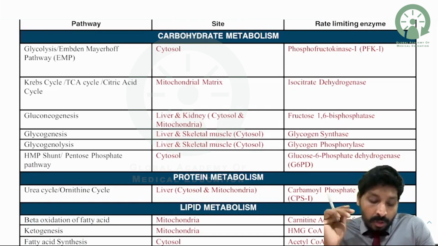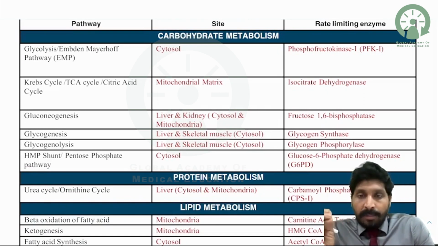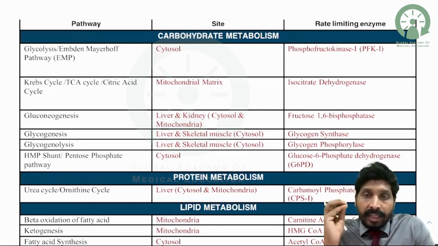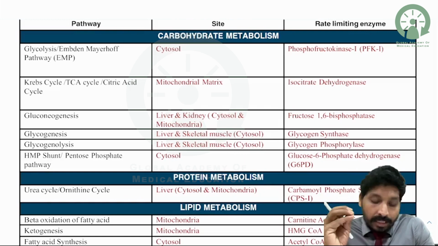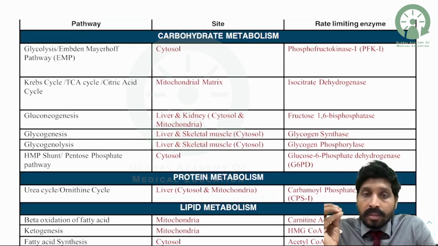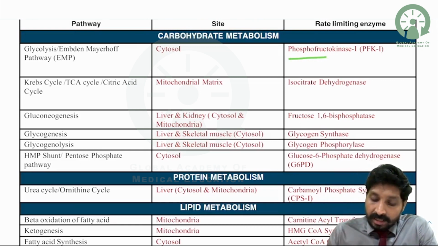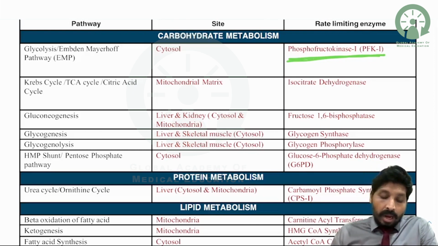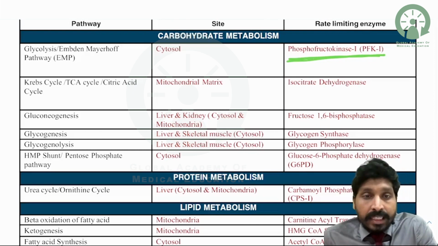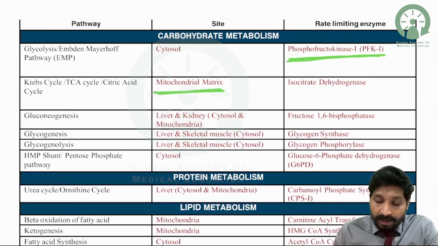Okay. So glycolysis, carbohydrate metabolism first we'll discuss, and the rate limiting enzyme also. Glycolysis, otherwise known as Embden-Meyerhof pathway. The location of the pathway is cytosol or cytoplasm. The key rate limiting enzyme for this is phosphofructokinase 1. Okay. And Krebs cycle, TCA cycle, or citric acid cycle, which takes place in mitochondrial matrix.